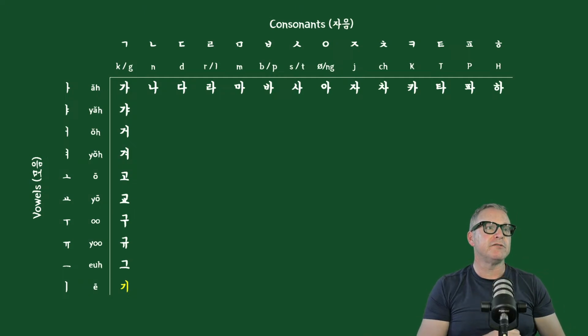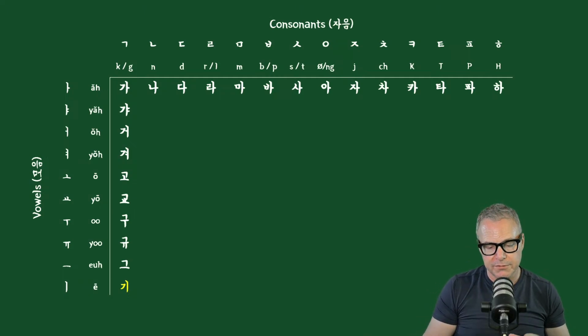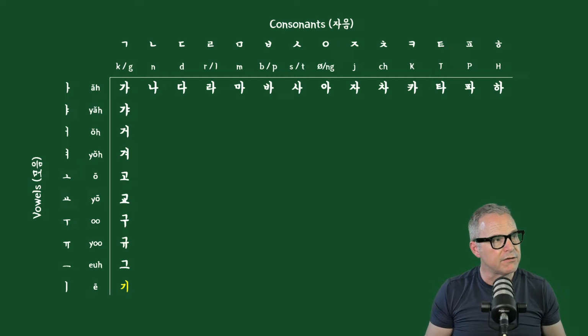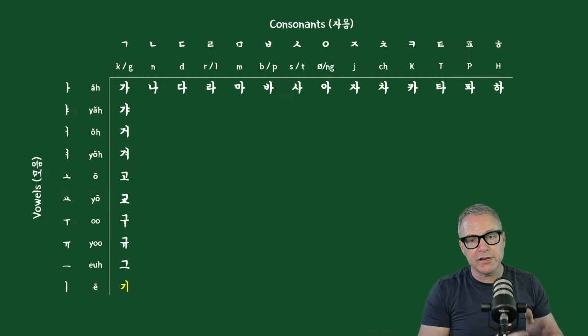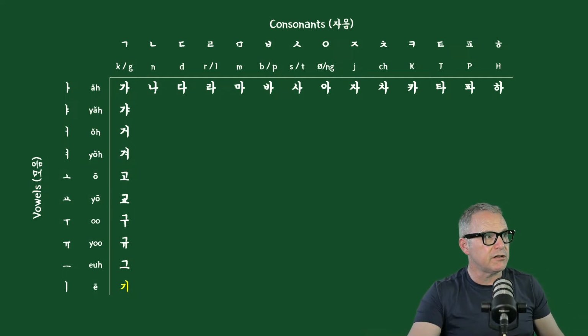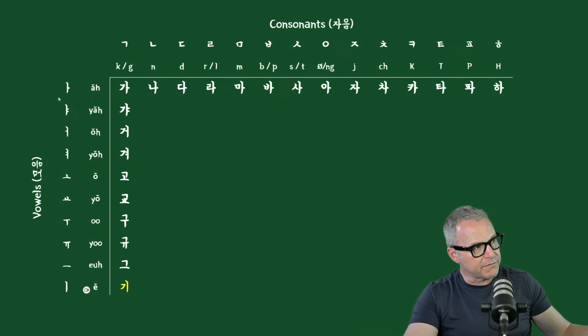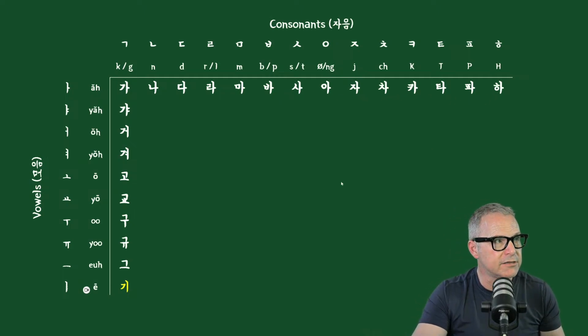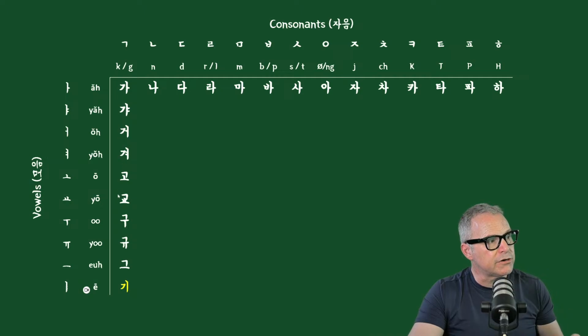All right, so if you're one of those who has the PDF at home, you've printed it out, what you're doing is you're working on filling in this chart with the one consonant, one vowel combinations all the way around. So that for each line of vowels, you can now go and practice. Ka, na, da, ra, ma, ba, sa, a, ja, cha, ka, ta, pa, ha. Ka, kya, go, kyo, ko, kyo, gu, kyu, ke, gi. Na, nya, no, nyo, no, nyo, nu, nyu, ne, ni.